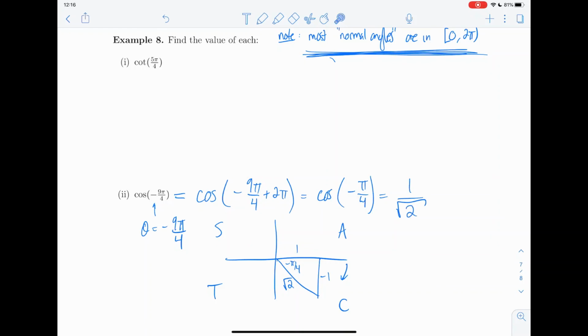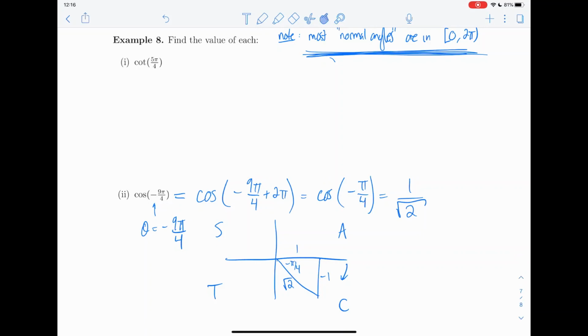So anytime you're given an angle that is borderline unintelligible, we can use the periodic property in order to add 2 pi. And if this was a really, really negative number, we could add 2 pi or 4 pi or 6 pi or 8 pi or however many multiples of 2 pi we want.